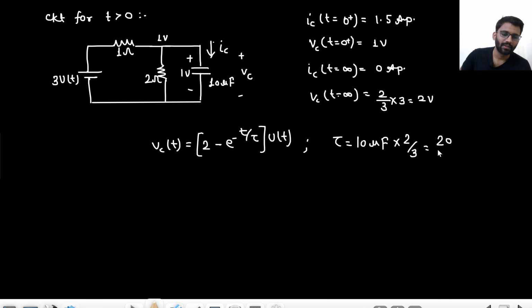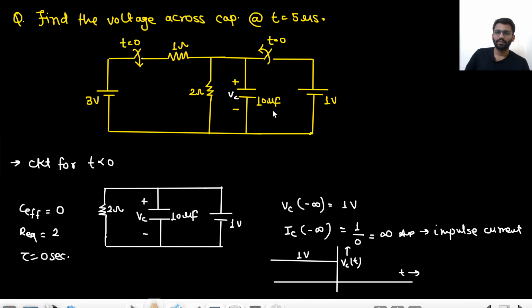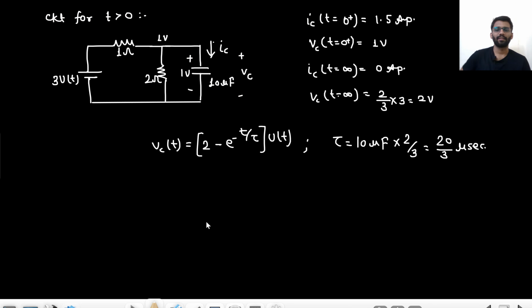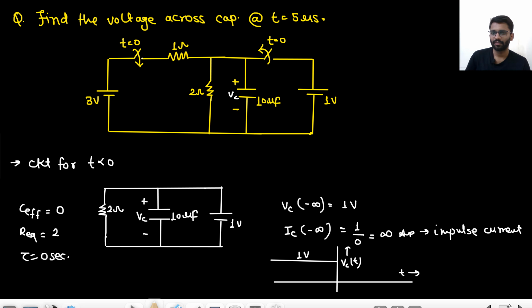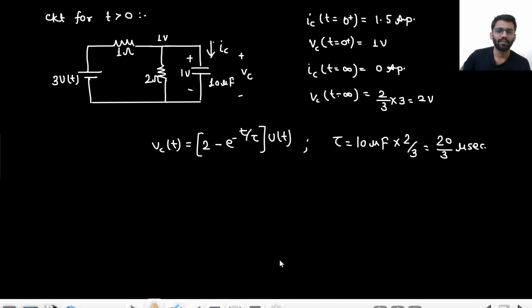So the time constant is 20 by 3 microsecond, right? 1 ohm, 1 ohm, so 2 by 3, 20 by 3 microsecond. This is the time constant, and this is the expression of VC(t). That's what we needed to find: the voltage across the capacitor at t equals 5 microsecond. So we need to find Vc at t equals 5 microsecond.